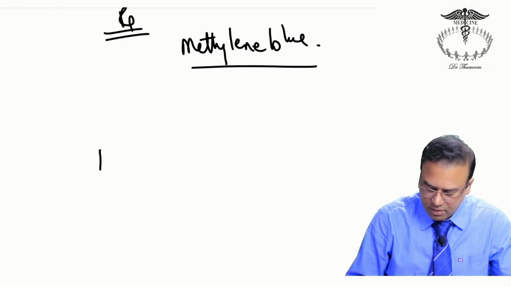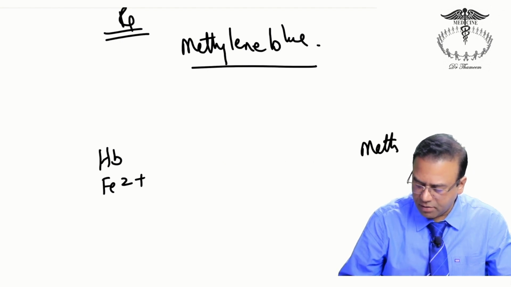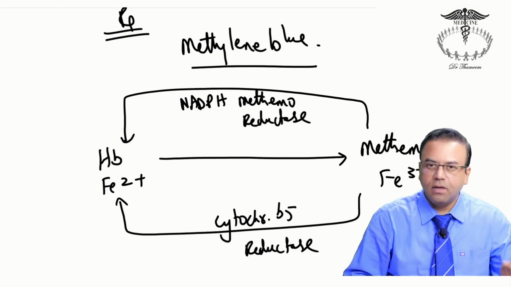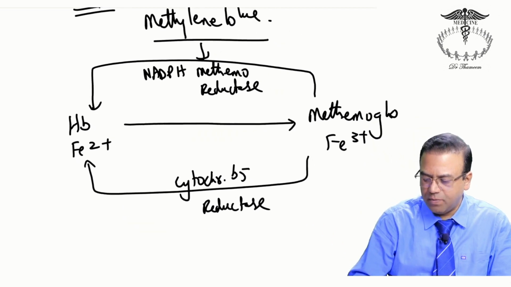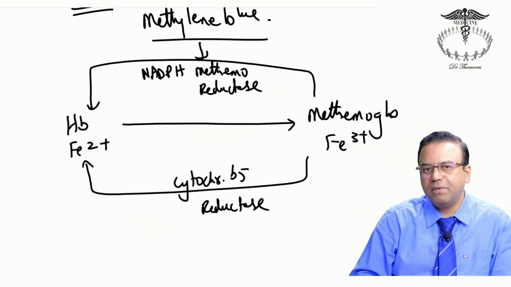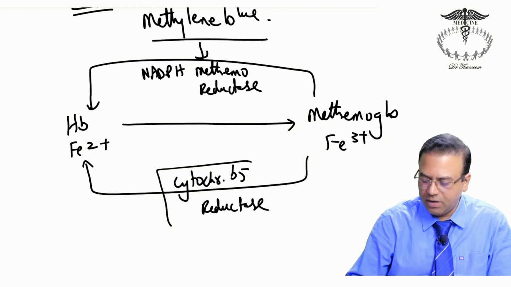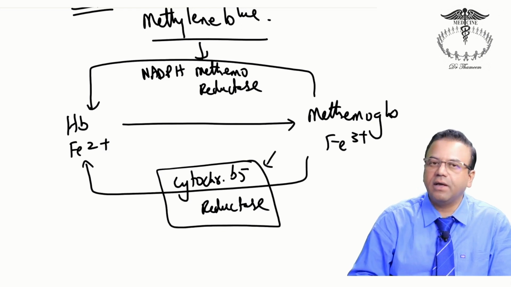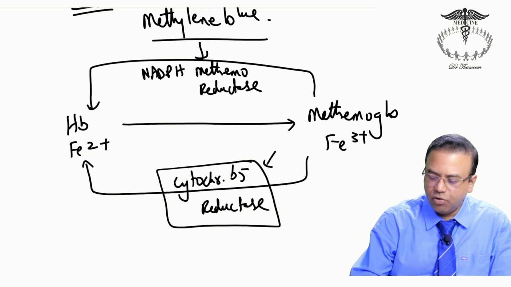So hemoglobin, which contains ferrous iron, is basically converted to methemoglobin because of some trigger, a drug, whatever be the cause. What I want to show here is that methemoglobin normally should have been converted back to normal hemoglobin by this enzyme called cytochrome B5 reductase. For some reason, if this is not working, because of a drug that is inhibiting its action or some other factor, in that case, as I told you, we use methylene blue in the treatment.